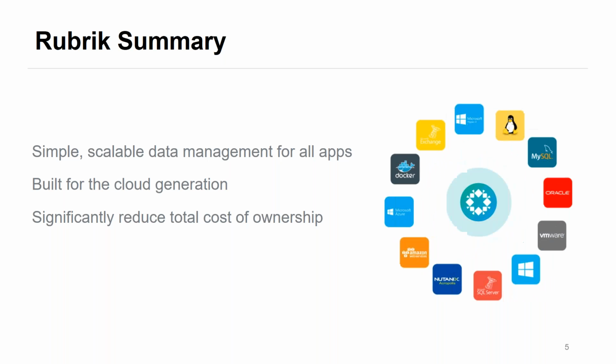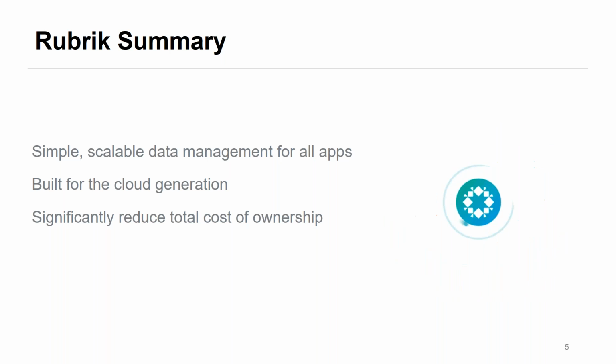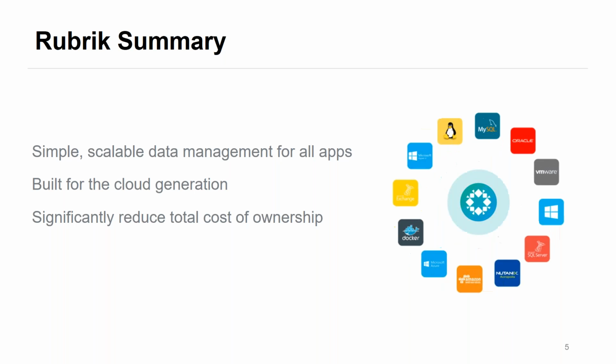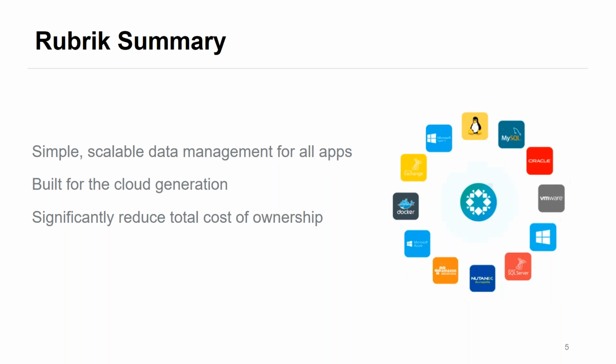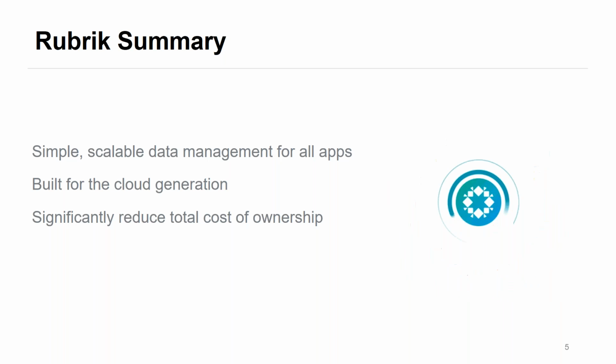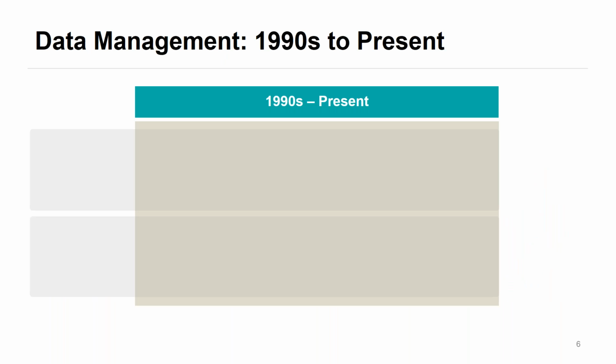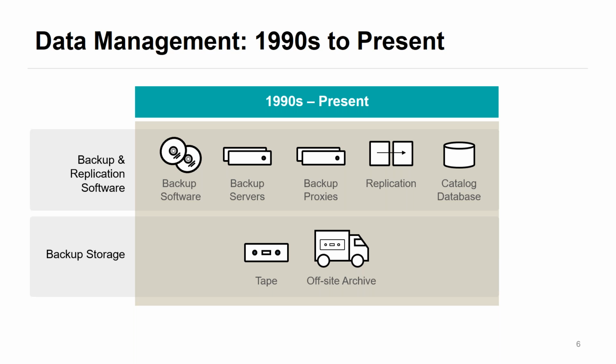Also, when we talk about significantly reducing total cost of ownership, that's something that's easy to say, but how do we deliver on that promise? And we'll get a little bit into that with the different models. So before, I think everybody's seen a slide like this where we talk about the last 30 years of data protection and how not much has changed.